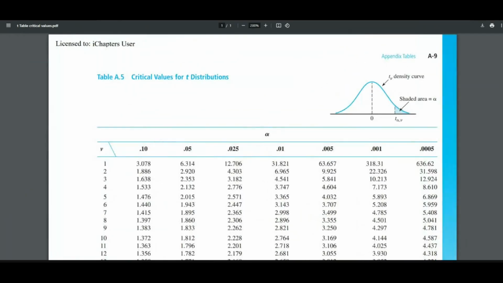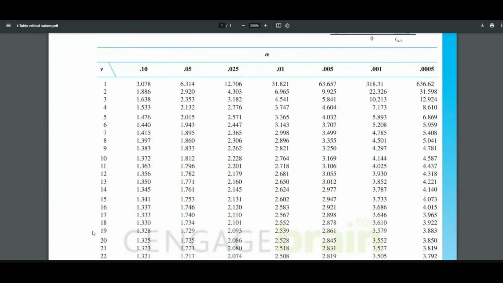So the first thing about the T table is the degree of freedom. Do you see a column on the left side? This is the degree of freedom. So go to 19, n minus 1. I'm going to highlight the whole row for a reason. I want you to stare at the numbers in this row.